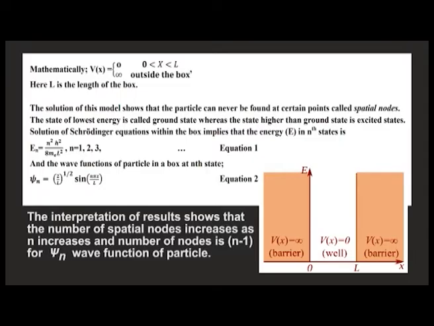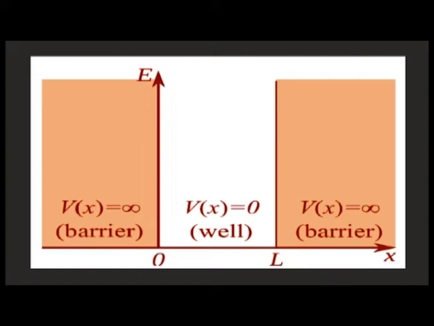The interpretation of results shows that the number of spatial nodes increases as n increases, and the number of nodes is n minus 1 for the psi n wave function of the particle. Free electron molecular orbital is the simplest semi-empirical pi electron model. Here the inter-electronic repulsion is neglected and the pi electron is considered as a particle inside the box, where the potential in the box is either 0 or constant within a certain region and infinite outside the region.